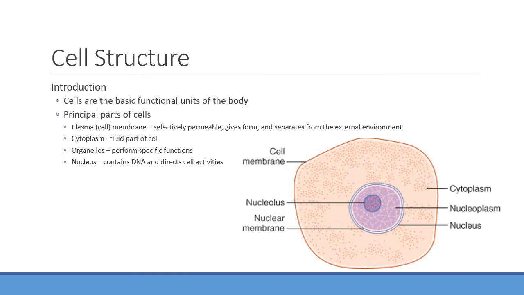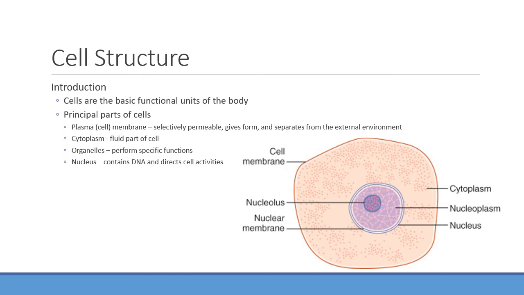The cytoplasm, what is cytoplasm? It's kind of all the goop that's within the cell itself. It's going to provide some of that fluidity. And then the organelles are essentially the specific organs of the cells. They're going to provide some specific function. And then the nucleus is going to be very important here.